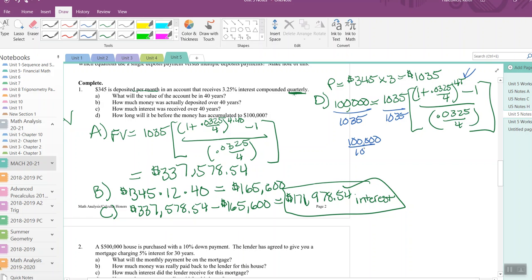I'll keep that all without using my calculator first.